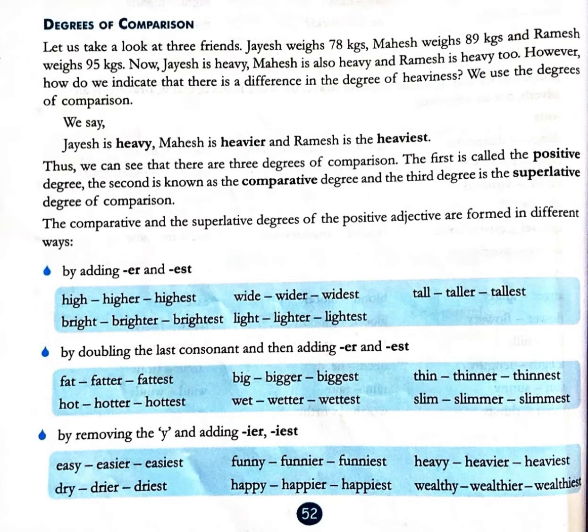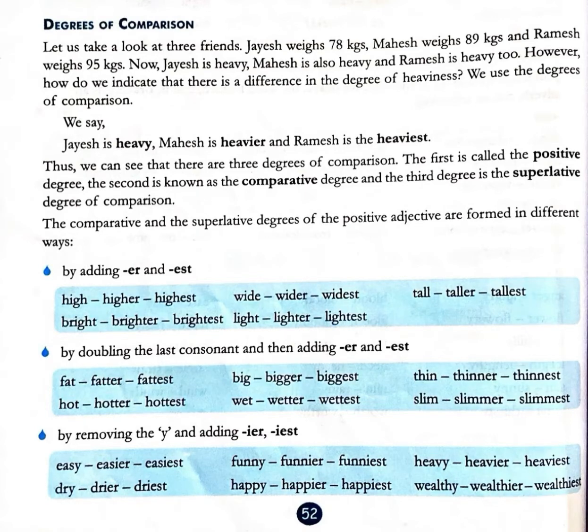Now Jayesh is heavy, Mahesh is also heavy and Ramesh is heavy too. However, how do we indicate that there is a difference in the degree of heaviness? We use the degrees of comparison.